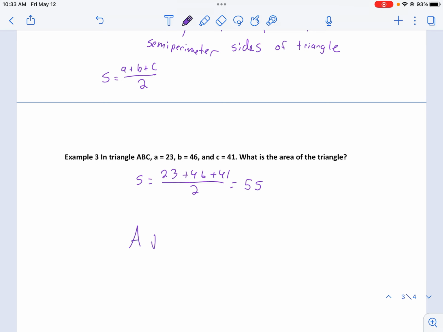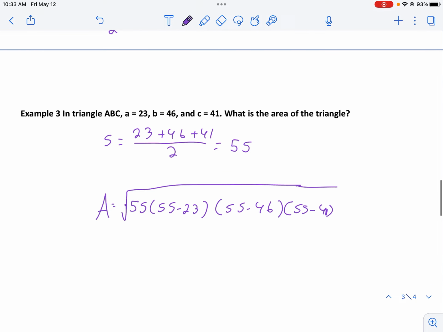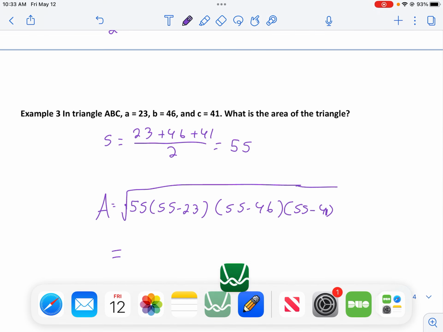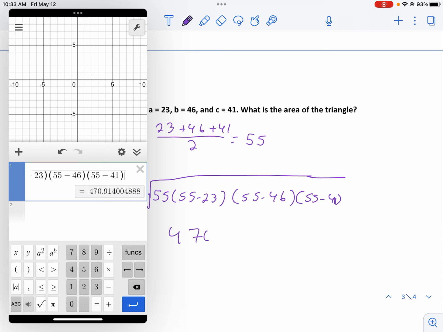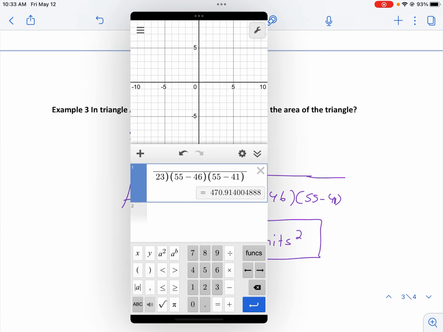And then we can plug it into the area formula. So area equals the square root of 55 times 55 minus 23 times 55 minus 46 times 55 minus 41. So just all of those side lengths. And then you just type that into our calculator. So let's throw that into Desmos. Square root of 55 times 55 minus 23 times 55 minus 46 times 55 minus 41. And that is going to give us an area of 470.9. And then we just say units squared, since there were no units on this one.